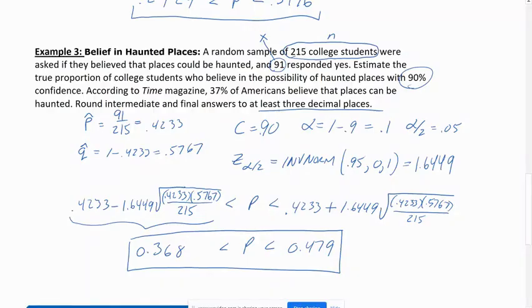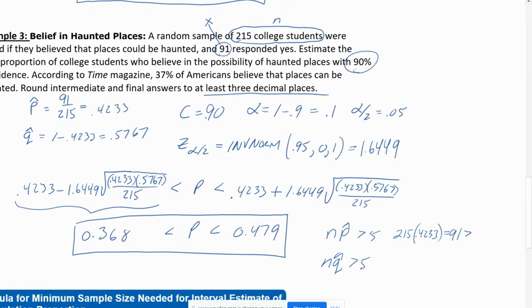Now, one of the things that we didn't discuss with these last 2 examples was, do we have a large enough population? Remember, when we do n p hat, that should be bigger than 5, and n q hat should be bigger than 5. So let's check that and make sure that we have enough people in our sample. For this one, n is 215, p hat was 0.4233, and 215 times 0.4233 is 91, and that is definitely bigger than 5. So that one works. And if you do 215 times 0.5767, that's 123, which is also bigger than 5.